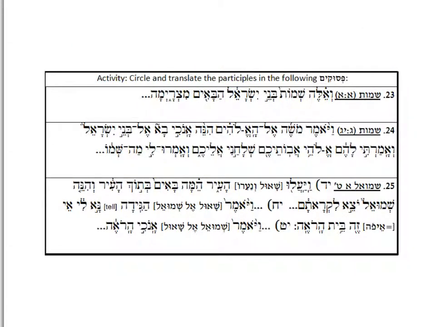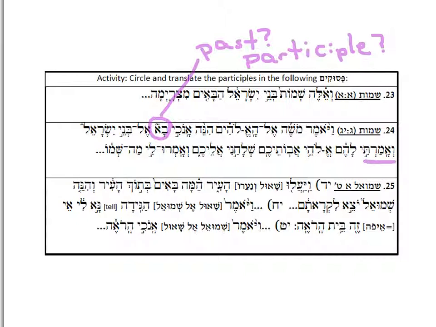Vayomer Moshe el ha'elokim. Moshe said to God, hine anochi ba el bnei Israel. Here I have ba el bnei Israel. So ba could be past tense, or it could be a participle. Let me look at the rest of the pasuk to figure that out. Hine anochi ba el bnei Israel, behold I am coming to Bnei Israel, va'amarti. So let's look at the word va'amarti. Amarti is past tense, I said, but here I have a vav right before it. And generally, a vav before a past tense word flips it to future tense. So I will say to them, so that's the future, Elokei avotechem shlachani alechem.